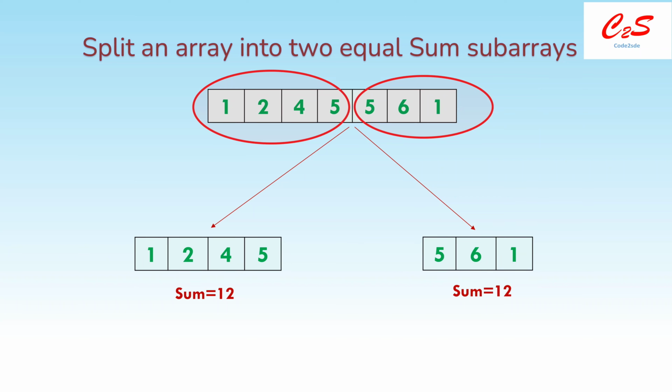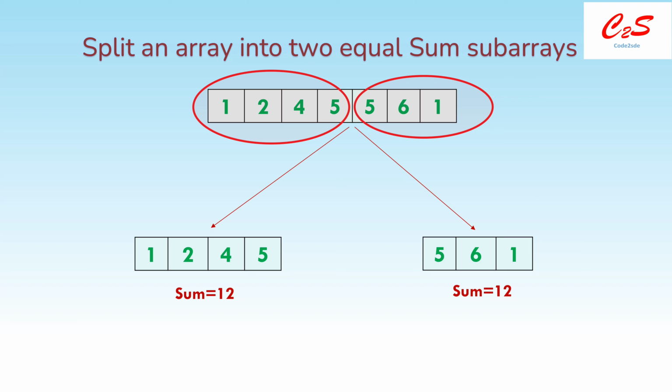So in this video, we are going to see a problem of splitting an array into two equal sum subarrays. I'll be given an array like 1, 2, 4, 5, 5, 6, 1. I have to split it into two subarrays whose sum is equal. You can see that the first part will be 1, 2, 4, 5 and the second part is 5, 6, 1. In both the subarrays, the sum is equal to 12.